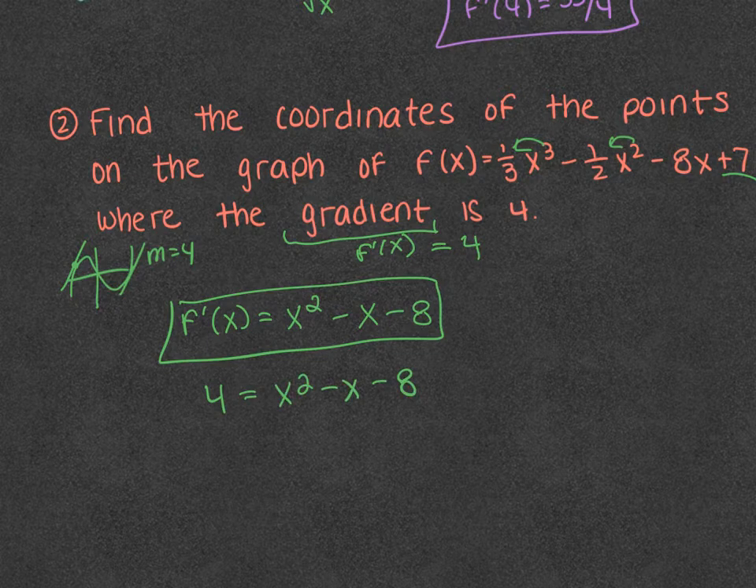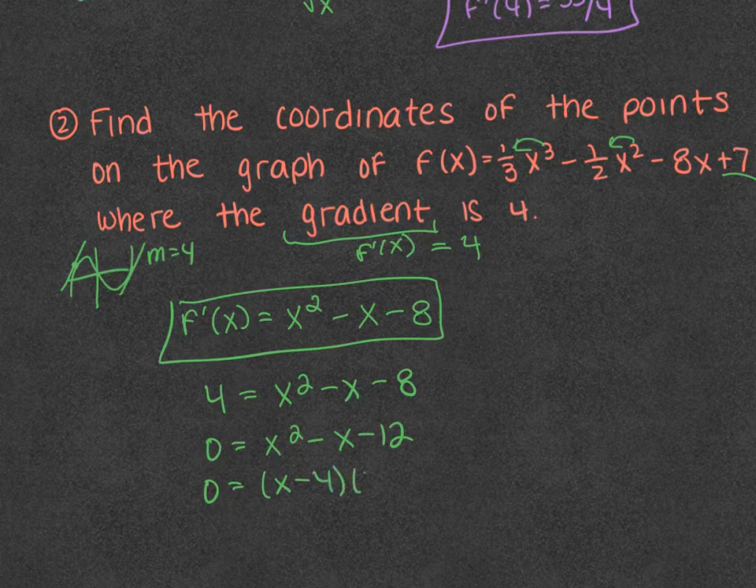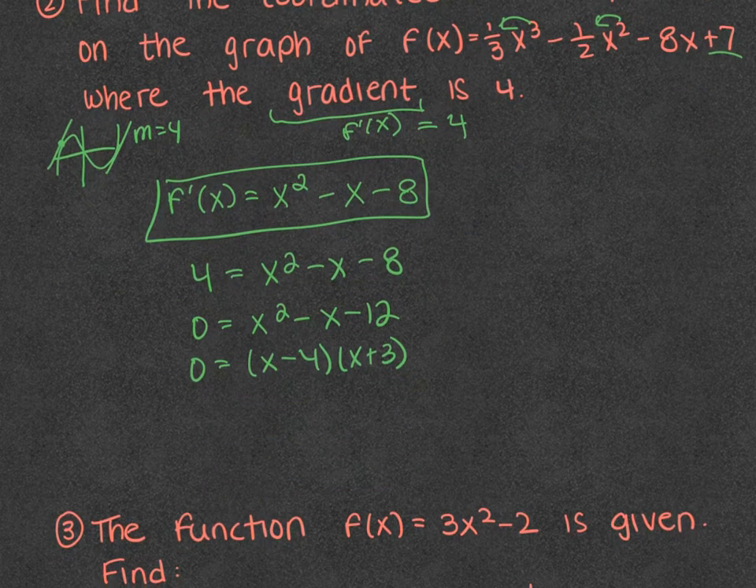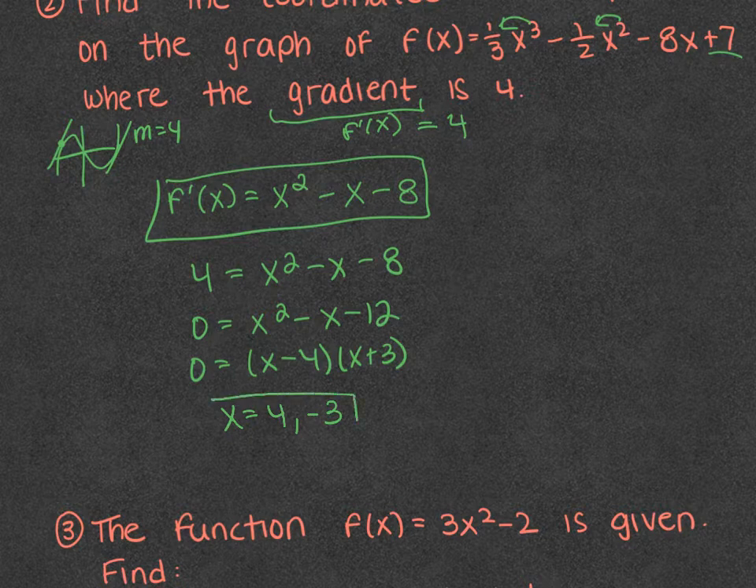And by now we should be really good at solving these. So I'm going to move the 4 over: x squared minus x minus 12, and we can factor to solve. So x minus 4 times x plus 3, and we get x equals positive 4 and negative 3. So at positive 4 and at negative 3, the tangent line has a slope of 4.